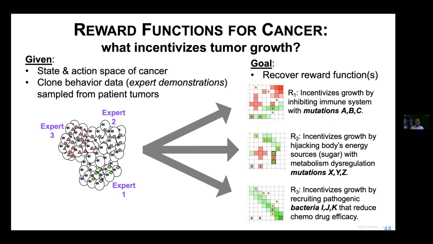In more layman terms, you can imagine that the different cells or different tumors have many different reward functions. Some cells might want to incentivize growth, so they might want to outgrow everyone around them. They might want to avoid the immune system. They might want to hijack the energy sources. We actually know this happens: some cancers can make us more diabetic and basically pump more sugar into our blood so that they can get more food. Or they might recruit microbes to somehow help their ability to metastasize or reduce chemo drug efficacy, which is another thing that we know can happen. So the question becomes, watching this expert behavior, how can I use that in order to recover a reward function that will describe the evolution of that tumor?